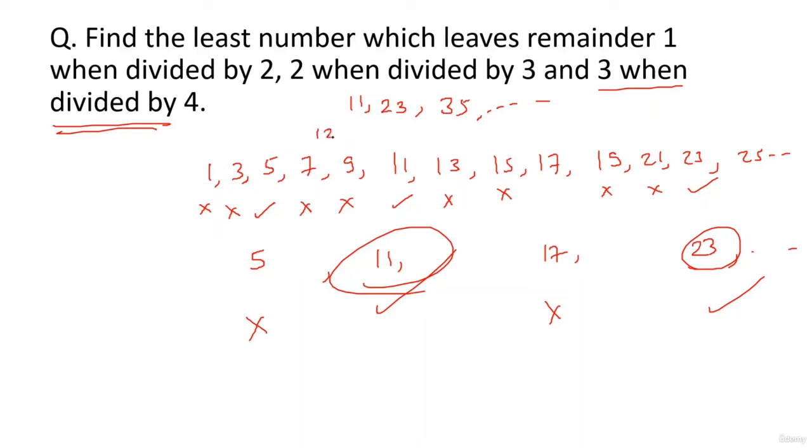11 is 12 minus 1. 23 is what? 24 minus 1. 24 is 12 into 2 minus 1. 35 is what? 12 into 3 minus 1. So on and so forth.